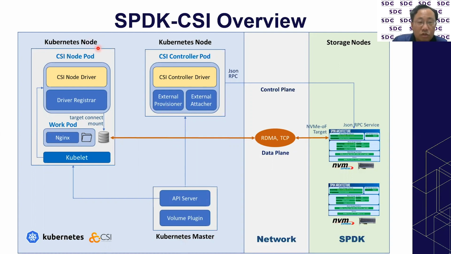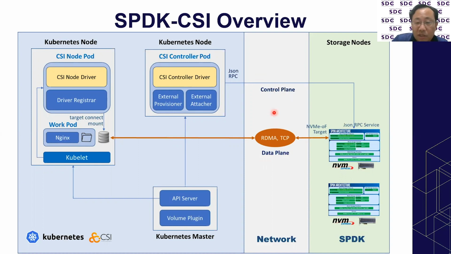We have 3 nodes: 2 work nodes and 1 master node. In one work node, we have a CSI node pod and a work pod. And in one node, we have a CSI controller pod. And on the right side is the storage node: some hosts with NVMe devices, running SPDK stacks above it.